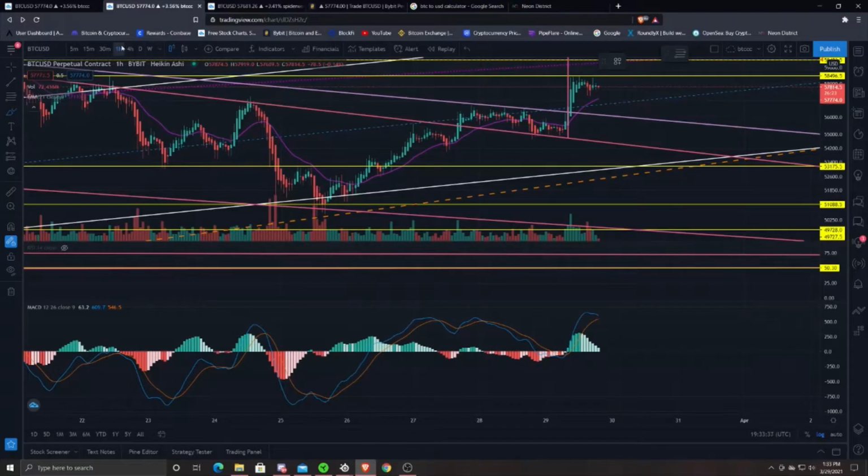I prefer to use the hourly time frame. Obviously, the higher the time frame, the better. I just prefer the hourly with this. And you're going to want to know a couple things about the MACD here. If the blue line is above the orange line, that signals an uptrend. If the orange is above the blue line, it shows a downtrend.